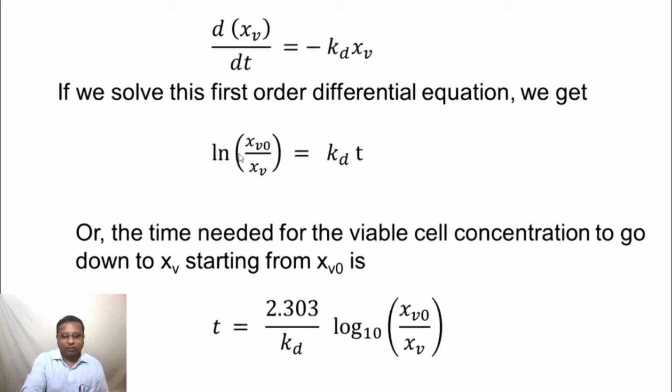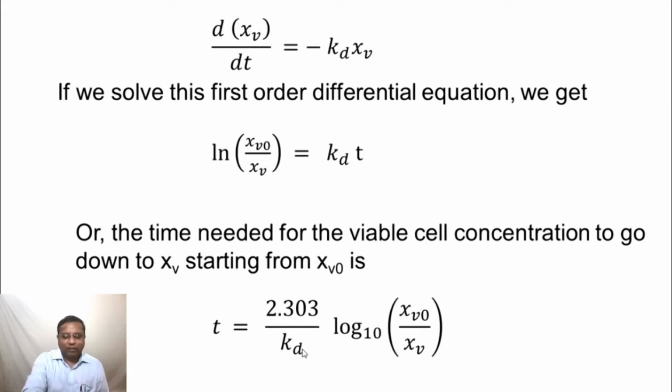As you can realize, this is natural log to the base e. When we convert that to log to the base 10, you have a factor of 2.303, but otherwise this is essentially this equation transposed. The main thing here is that we have the time that is necessary for the viable cell concentration to go down from Xv0 to Xv under a certain set of conditions, which is characterized by this death constant kd, or the sterilization constant kd.